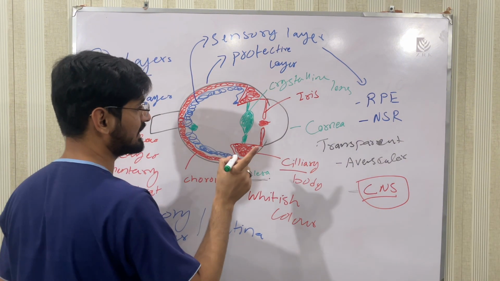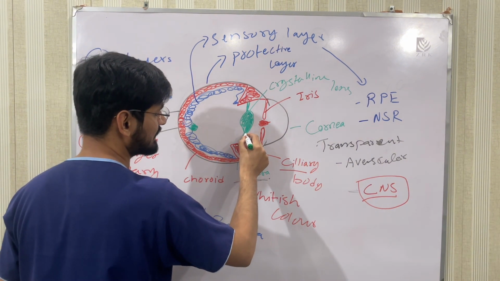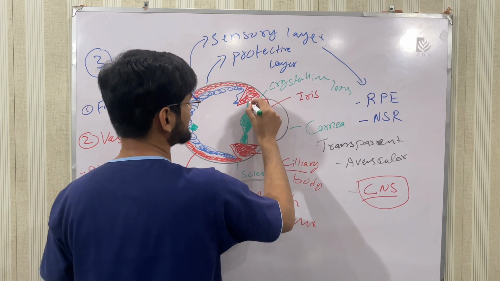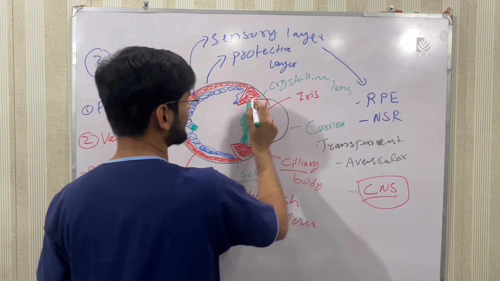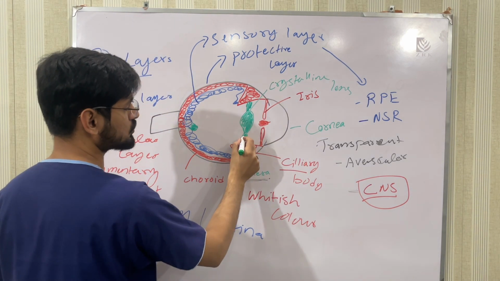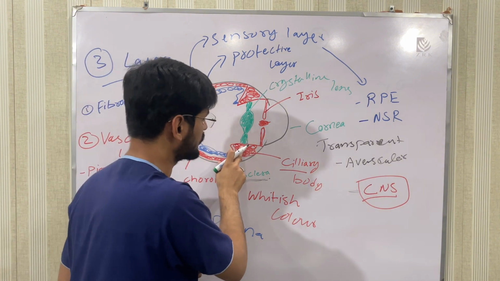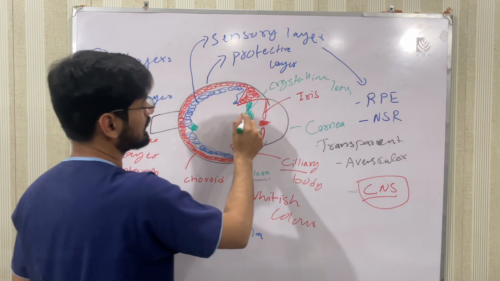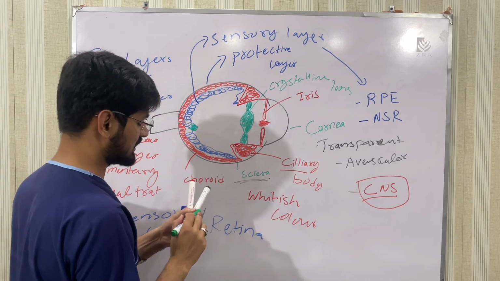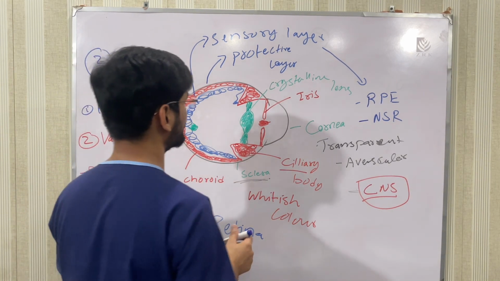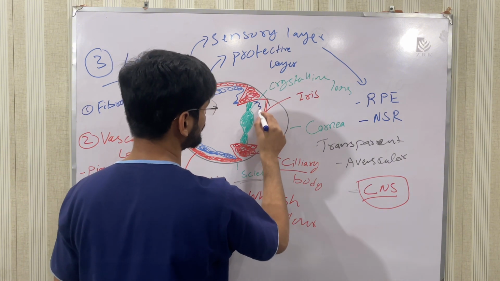The crystalline lens is attached by these zonules, or suspensory ligaments. Through this the process of accommodation is performed. The second function of the ciliary body is to produce a liquid, and the name of that liquid is aqueous humor.